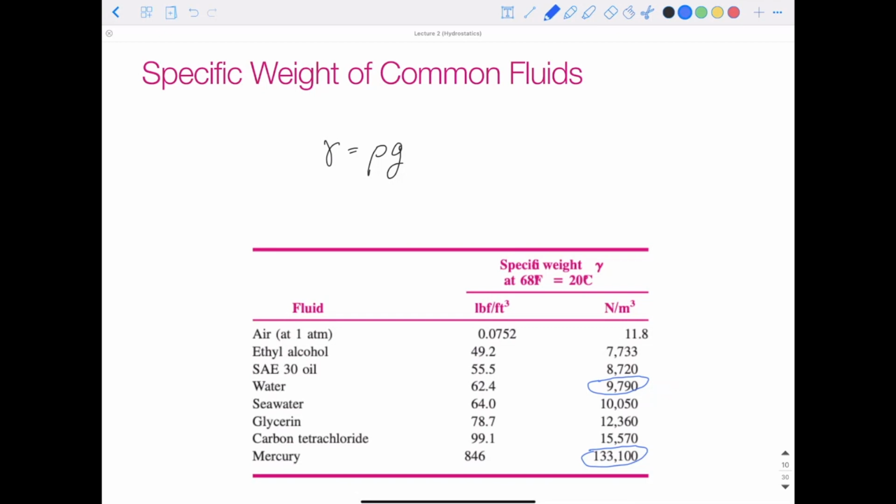So if we have a container of static fluid, if that fluid is water, the pressure at the bottom for the same height of the fluid would be a lot less than if we had a container filled with mercury. So a higher specific weight means that the increase in pressure as you go down into that fluid is going to increase faster.